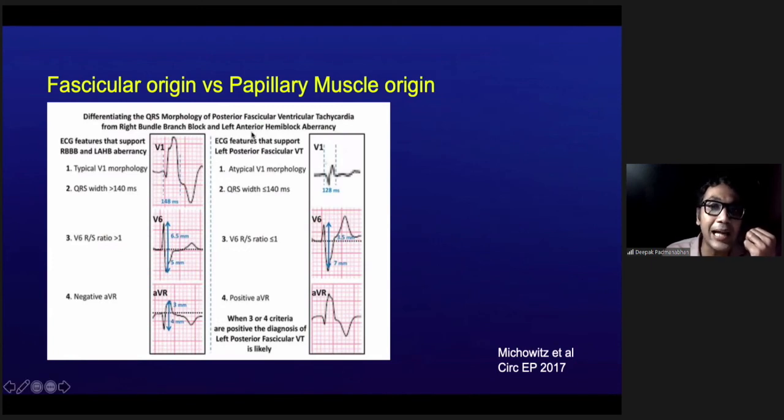So it's important that we are able to distinguish the left posterior fascicular VT from an SVT with right bundle left axis aberrancy. Remember, again, the lead V1 is critical, where you have a typical V1 morphology for a bundle branch block as far as the aberrancy is concerned, whereas within the fascicular VT, it's slightly atypical.